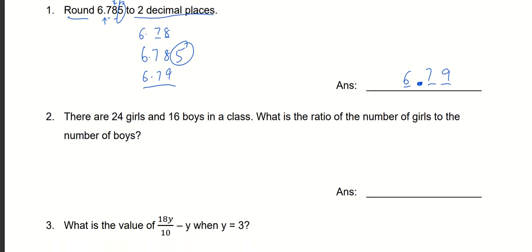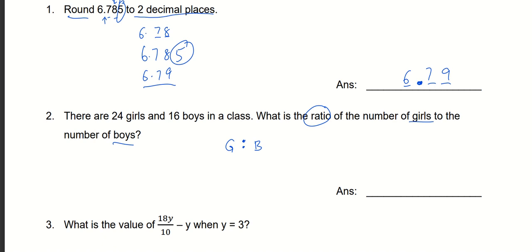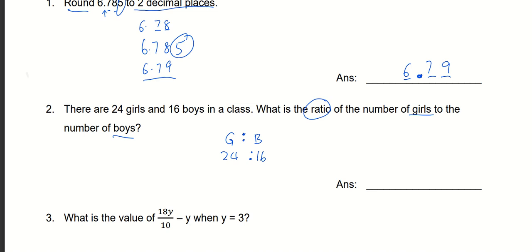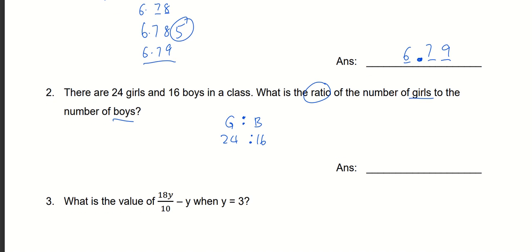Okay, next question is on ratio. Number of girls to number of boys, that's the answer that we are looking for. Ratio of the number of girls to the number of boys in the class, which is 24:16. And I can consider simplifying this to its simplest form. 24 girls is to 16 boys, so that will be 3:2.